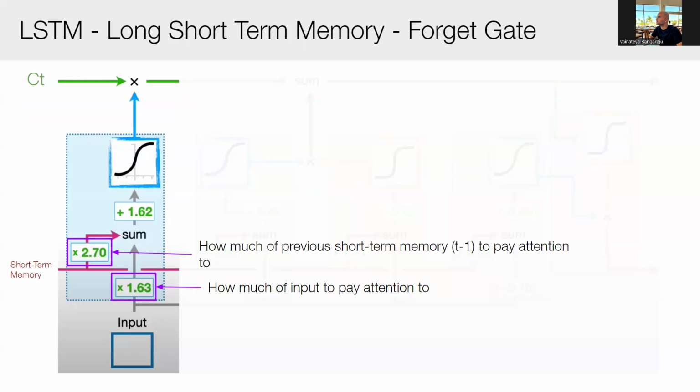So the idea here is that the weight is multiplied by the input, so the weight corresponds to the input. How much of the input do we actually care about? How much of the input are we paying attention to? Now, that second weight that we're multiplying, that 2.70, times the short-term memory state, is how much of that short-term memory are we paying attention to?